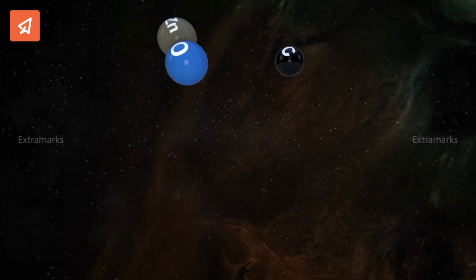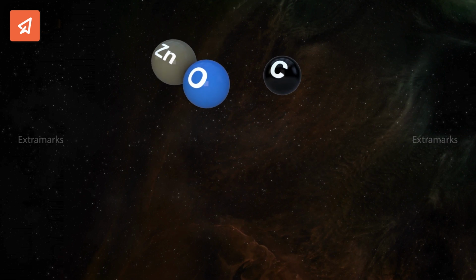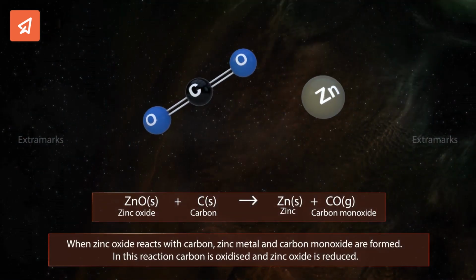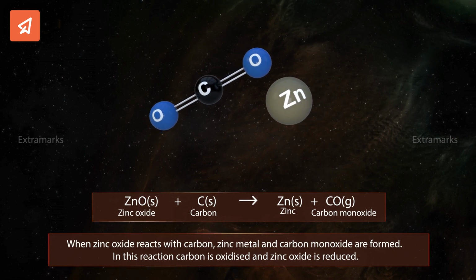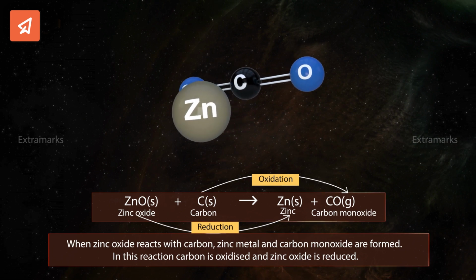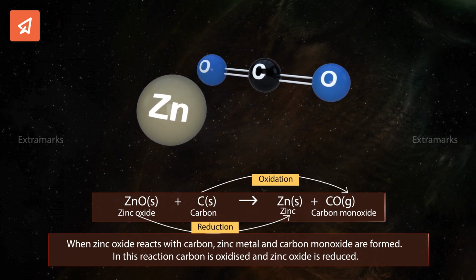Let's consider some more examples of redox reactions. When zinc oxide reacts with carbon, zinc metal and carbon monoxide are formed. Notice in this reaction, carbon is oxidized to carbon monoxide and zinc oxide is reduced to zinc.